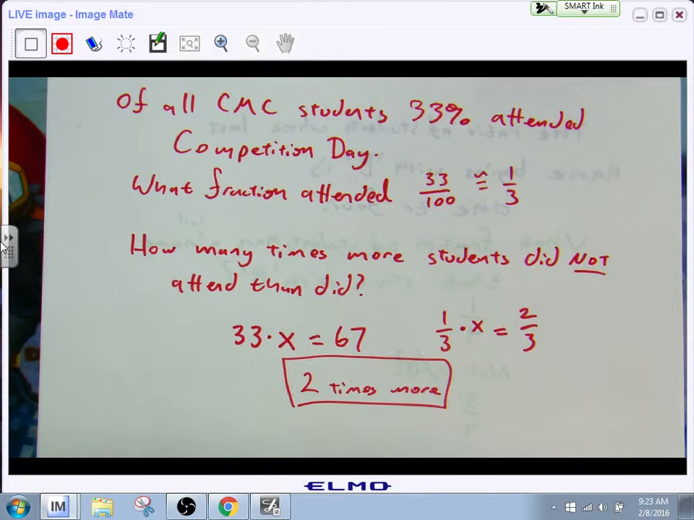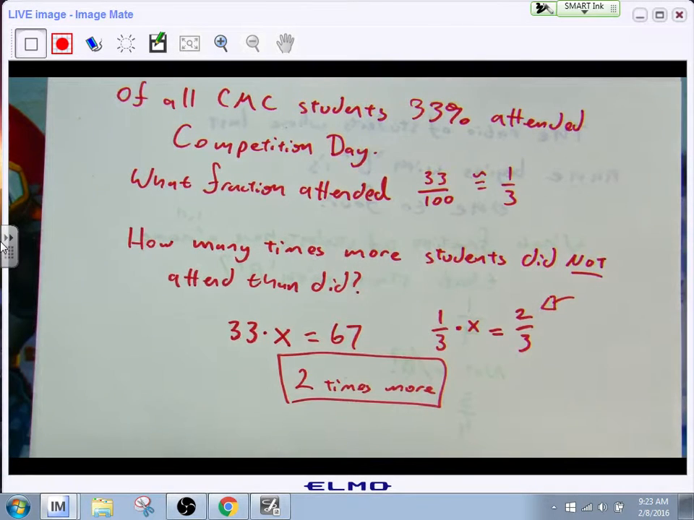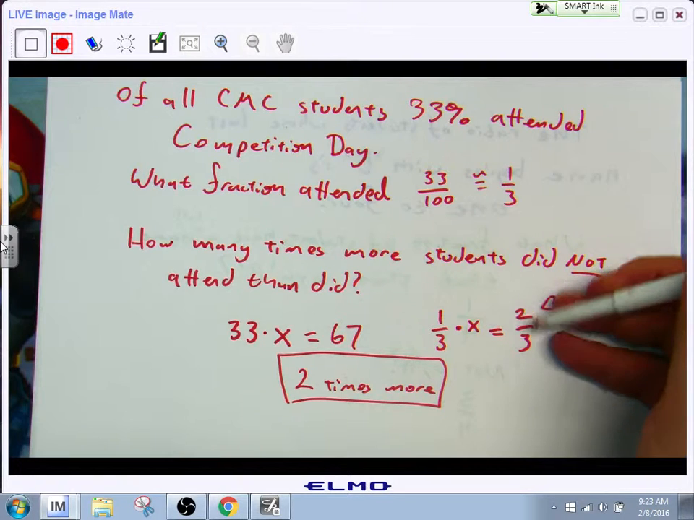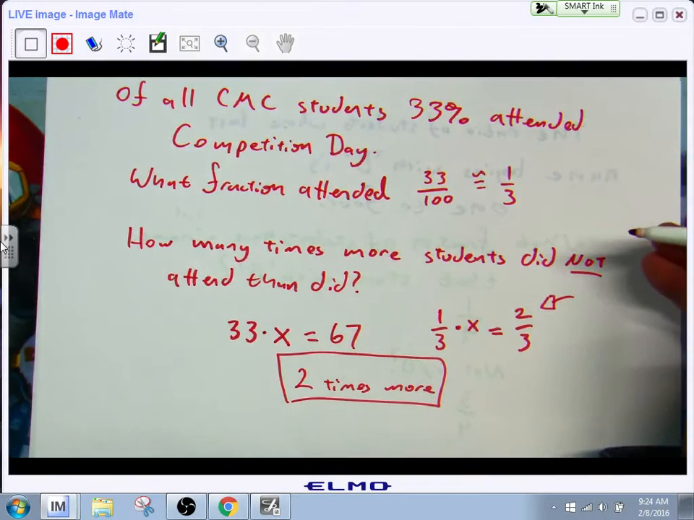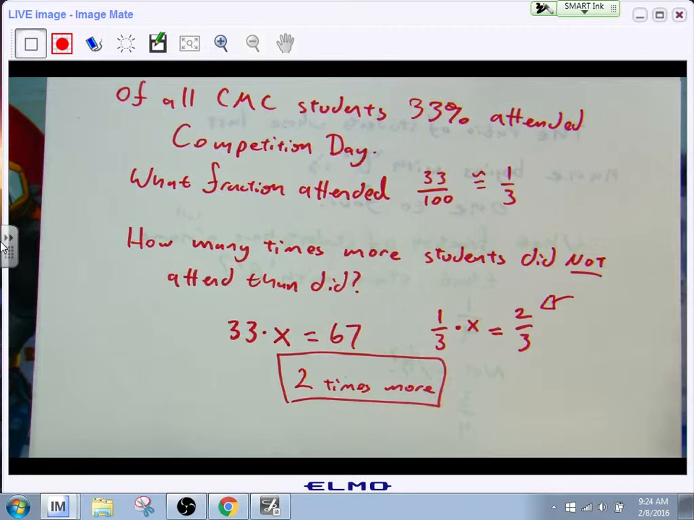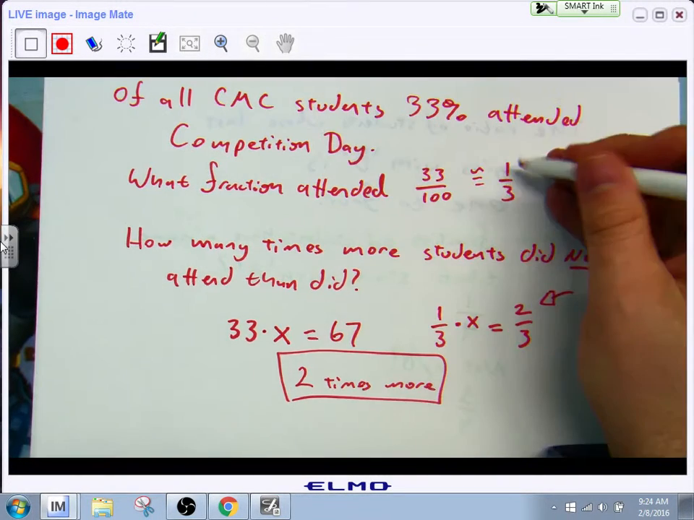How did we get the 2 times more? How did we get the 2? I find this fraction version easier to understand. If I have 1/3 times x equals 2/3, what does x have to be to get it to be 2/3? How did we get the 2/3? Because if 33% did attend, 67% did not, and 67 is the same as 2/3. Or if 1/3 did attend, what's the remainder?